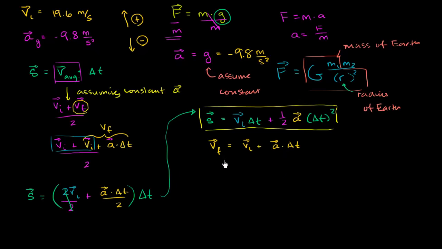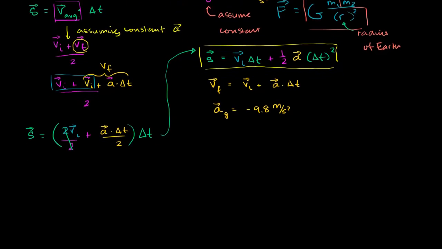And of course, our acceleration is pretty straightforward. The acceleration due to gravity is just going to be negative 9.8 meters per second squared. Once again, negative being the convention that it is in the downward direction. Our initial velocity is going to be in the upward direction, 19.6 meters per second. So let's plot these out a little bit.